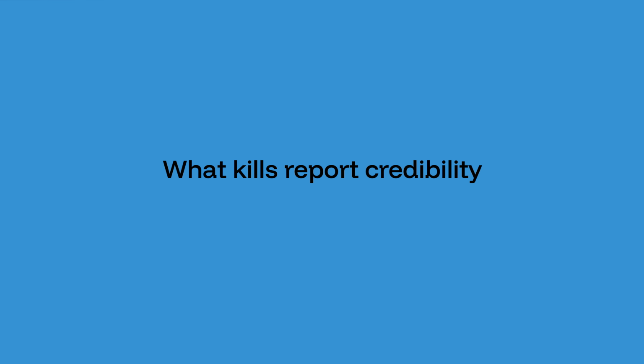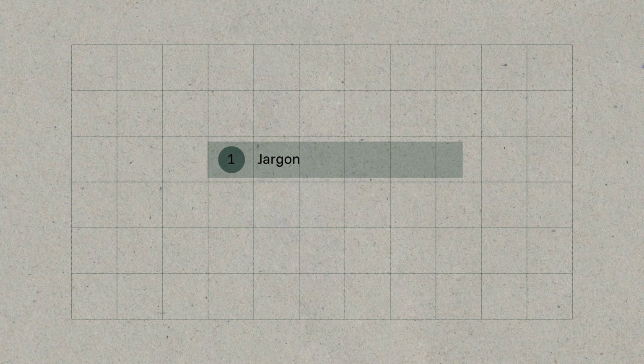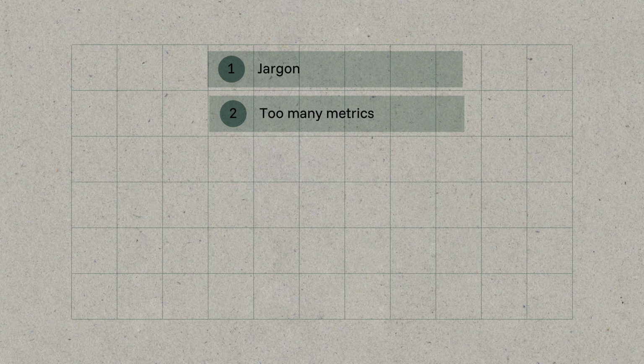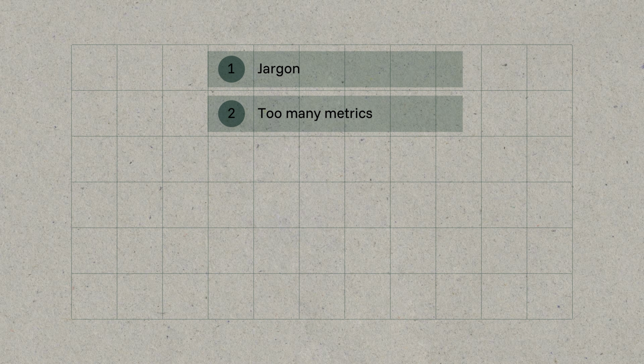What kills a report's credibility? Let's talk about what not to do. These mistakes destroy trust in your reporting. Jargon. You know what CAC means, customer acquisition costs, but does your CFO? Maybe, maybe not. Don't assume everyone speaks marketing. Too many metrics. The ideal number is 3 to 5 per area. More than that and nobody remembers what matters.